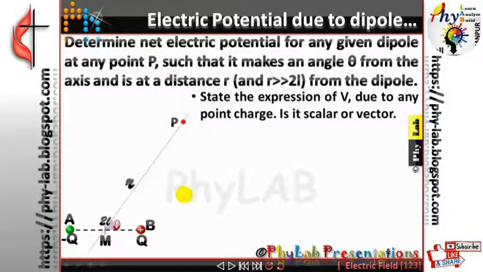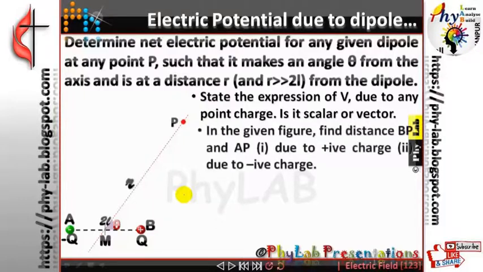Second question says that in the given figure, the figure that you have got, you need to find out the distance BP. Which distance that we are interested in finding out? This distance BP, that is from positive charge to the point P, and AP, which happens to be the distance from negative charge to the point P. So friends, we need to find out these two distances. So let's do a little bit of trigonometry and geometry over here.